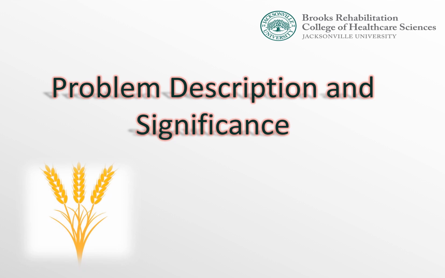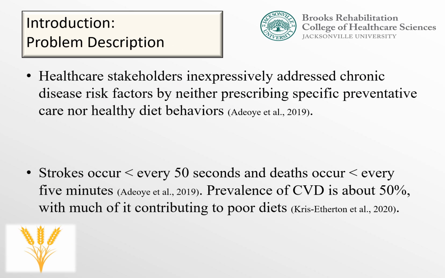Problem description and significance. The problem description: healthcare stakeholders inexpressively addressed chronic disease risk factors by neither prescribing specific preventative care nor healthy diet behaviors. Current research mainly discusses the importance of educating the population on eating healthy without addressing promoting healthy diet behaviors.